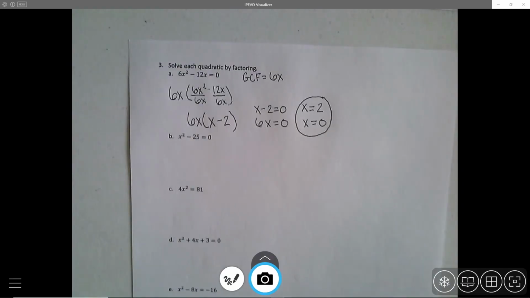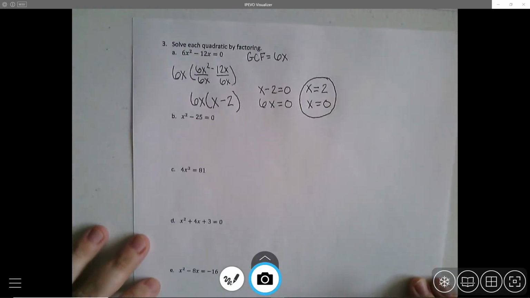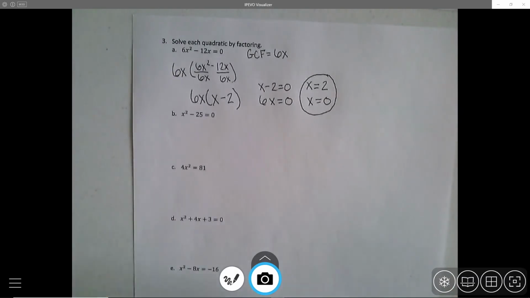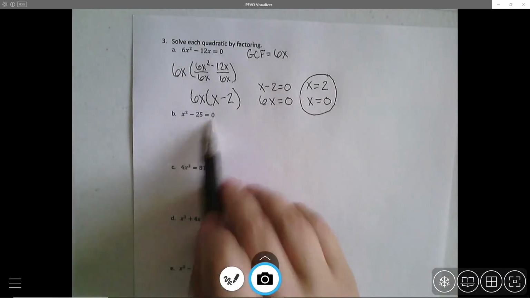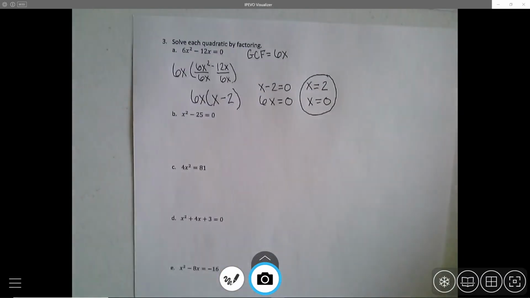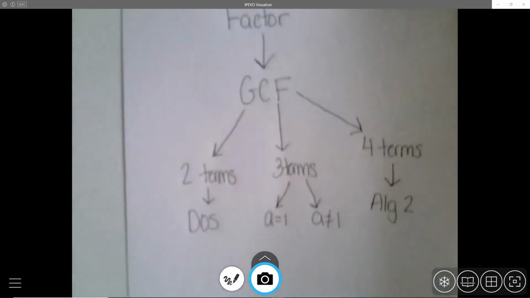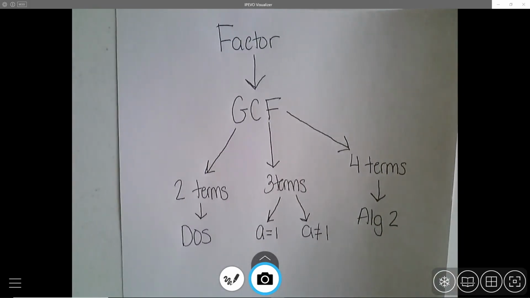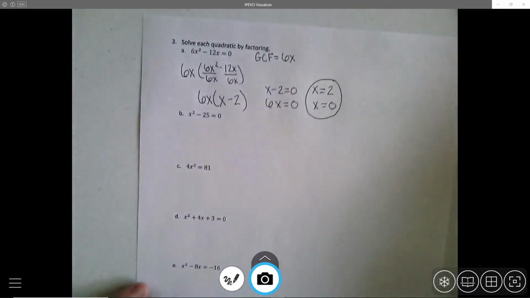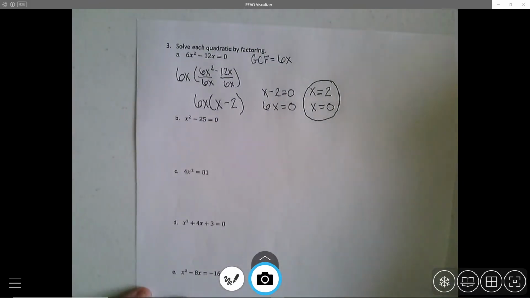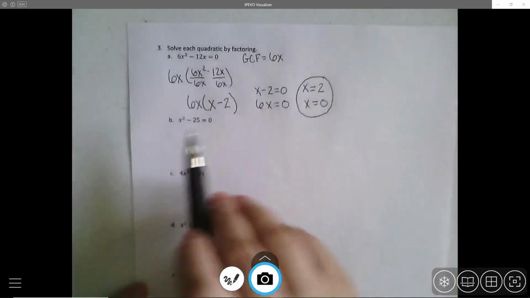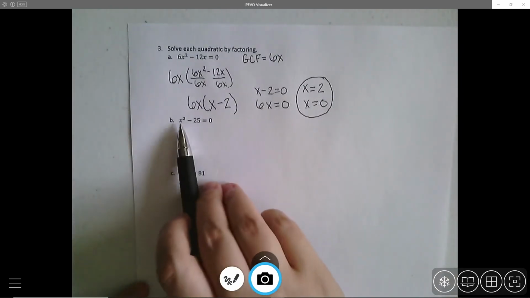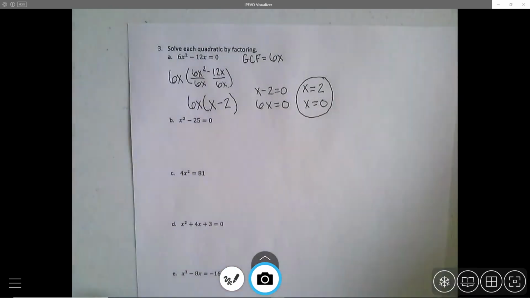Now that we've looked at the graph, let's move on here to B. So here on B, first thing, it is set equal to 0, so I can go right into my factoring. A reminder, first thing in factoring, check for a GCF. In this problem, there is no GCF. There's no numbers that they have in common, and not each term has an x.